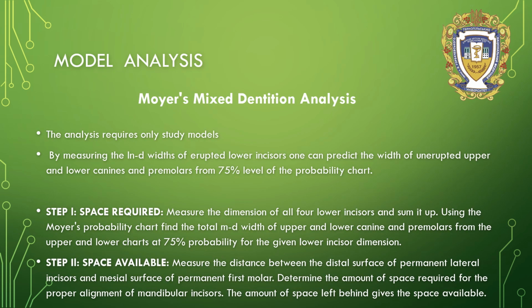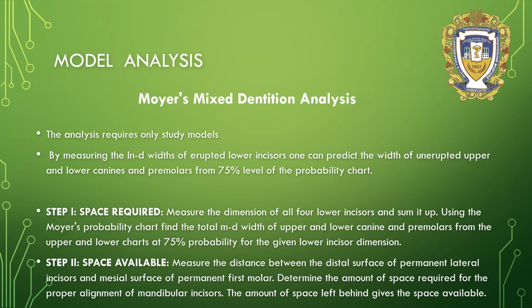Now let's talk about Moyer's mixed dentition analysis. The analysis requires only study models. By measuring the mesiodistal width of erupted lower incisors, one can predict the width of unerupted upper and lower canines and premolars from 75% level of the probability chart.